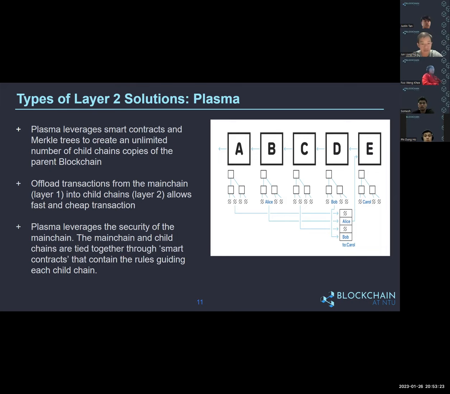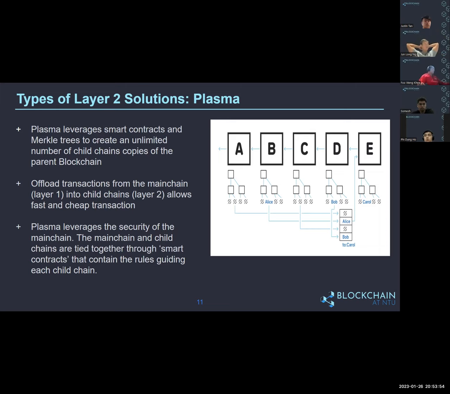However, like channels, Plasma leverages the security of the main chain. The main chain and child chain are tied together through a smart contract that contains the rules guiding each child chain. The contract acts as the bridge that lets the participants move digital assets and coins between the main and the child chains. And initially, all the transactions have to be created on the main chain.